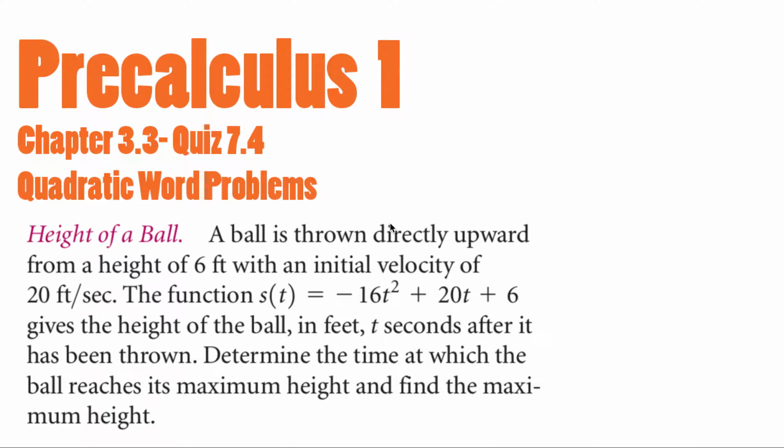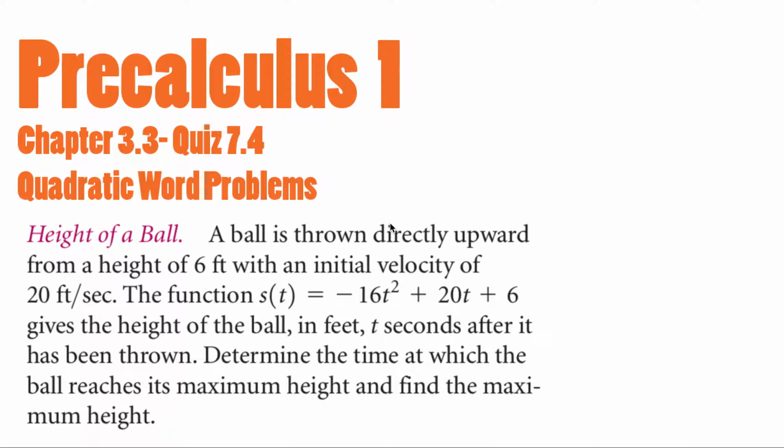In this video, we're going to talk about quadratic word problems. So this example says the following. A ball is thrown directly upward from a height of 6 feet with an initial velocity of 20 feet per second. The function s of t equals negative 16t squared plus 20t plus 6 gives the height of the ball in feet t seconds after it has been thrown. Determine the time at which the ball reaches its maximum height and find the maximum height.